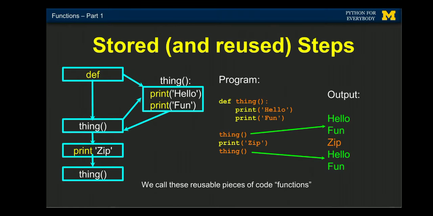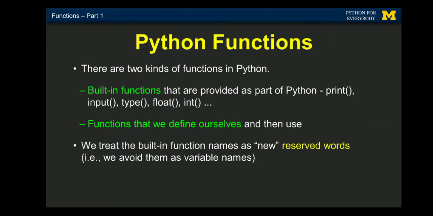Stored and used steps. We call these reusable pieces of code functions. Whenever we want to do something that we are going to do again, we just define that function one time and then after that call that function again and again. Thereby we'll save a lot of memory.